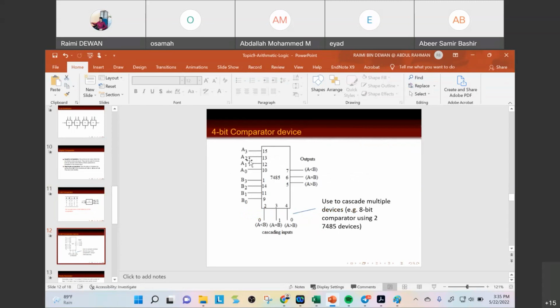Now my question. How many rows of truth table will you have using this? How many rows of A and how many rows of B? In the truth table, how many rows of A and how many rows of B? Can you guys tell me? I want to see whether you understand or not.